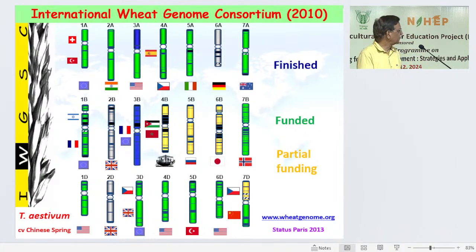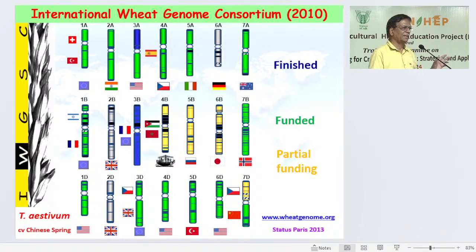Then the next comes the wheat. Wheat is a very big genome. It is 40 times bigger than the rice genome, and it is 6 times bigger than the human genome. The human genome is only 3 billion base pair. This is 18 billion base pair. So that's why the international community came together, and also it is a rich man's crop actually.